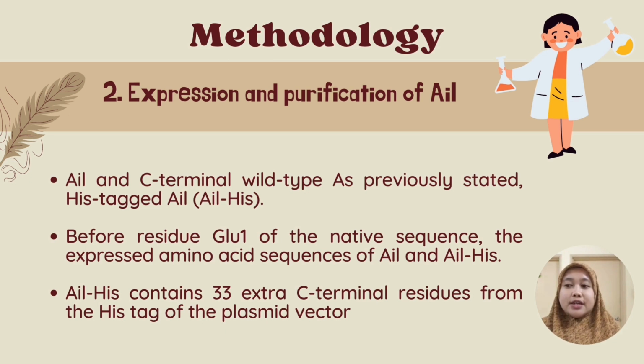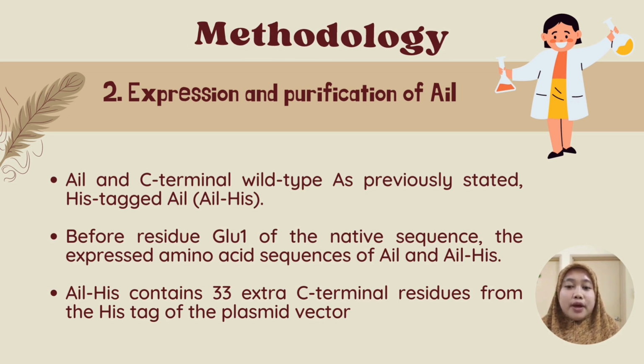Okay, next is expression and purification of Ail. Ail, a C-terminal His-tagged type, as previously stated, was cloned in an E. coli plasmid. Before residue glutamate one of the native sequence, the expressed amino acid sequence of Ail has an additional N-terminal methionine.